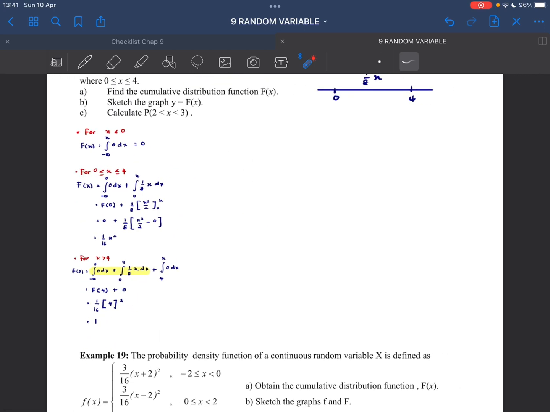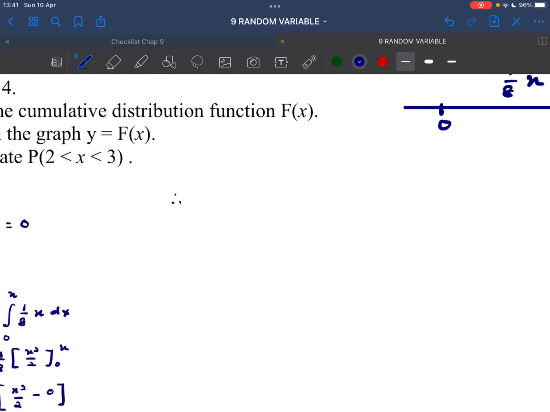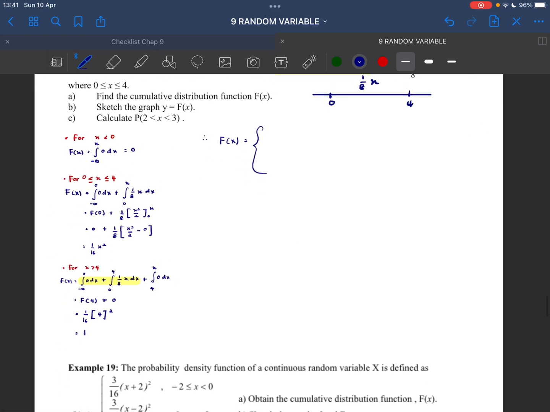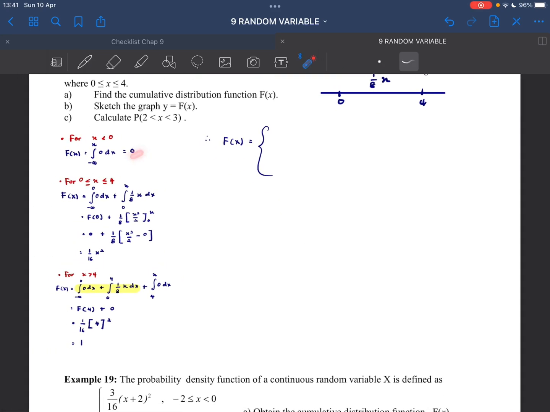Okay, and don't forget, this is not only the function. The question asks to find the cumulative distribution function, so you have to give the final answer as the piecewise function F(x) equals, okay, which is we have 0, 1 over 16 x squared, 1. Just quickly write it one more time. 0, 1 over 16 x squared, and 1. And the limits, you just follow what you have written in the red color.